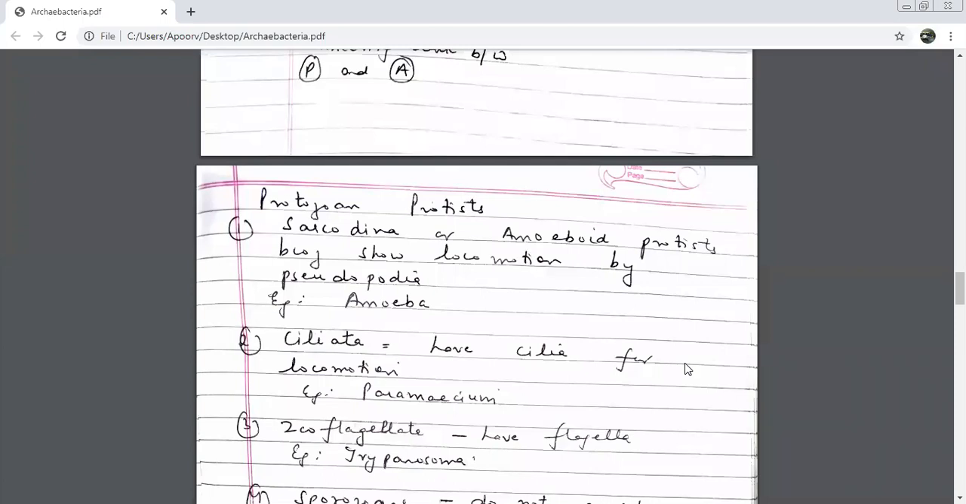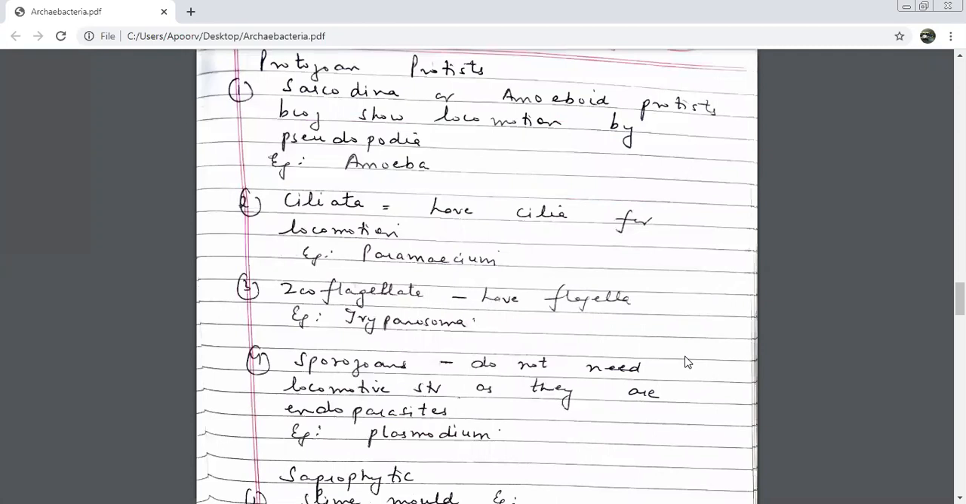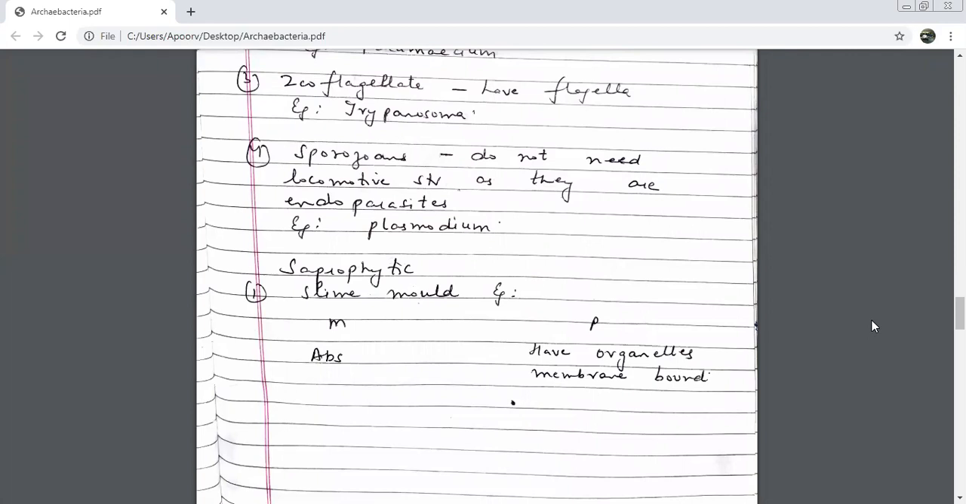Now we move on to the second category of protists. First were the photosynthetic, the second are the protozoan protists. The first subdivision is sarcodina. Locomotion is by? Pseudopodia. Very good. Example is? Amoeba. Second one is ciliata. Locomotion is by? Cilia. Third is zooflagellata. Locomotion by? Flagella. And the last one, sporozoans. Locomotion by? They do not need locomotion as they are endoparasites, for example Plasmodium. It lives inside the body of the host, so it does not have to move around and does not need any locomotor structure. Moving on to the last division, saprophytes, we have slime molds.